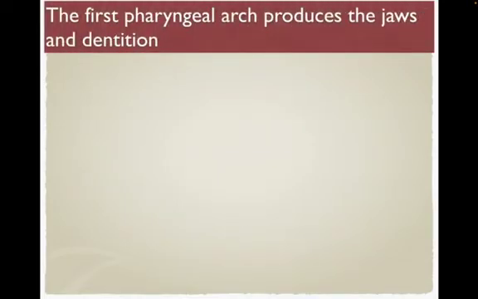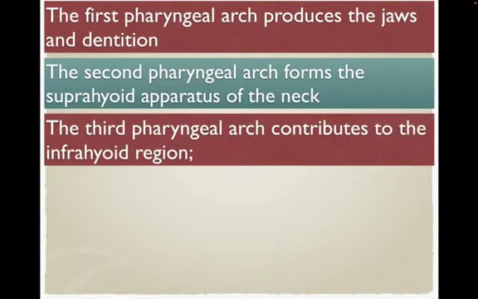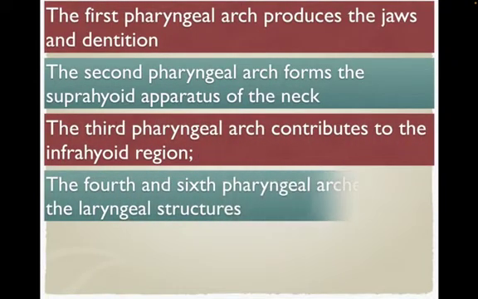Now the first pharyngeal arch, as we said, produces the jaws and dentition, while the second pharyngeal arch would produce the suprahyoid apparatus of the neck, while the third pharyngeal arch contributes to the infrahyoid region, while the fourth and the sixth pharyngeal arches form the laryngeal structure.